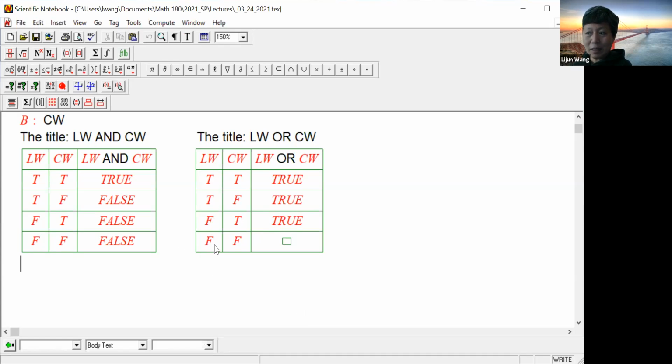The last scenario: I don't want to sell the car, and he doesn't want to sell the car. So false or false is what? False. So now, these two tables are the truth tables I referred to. Two basic truth tables. The key words here are "and" and "or."